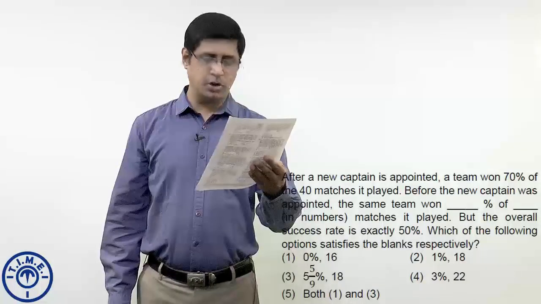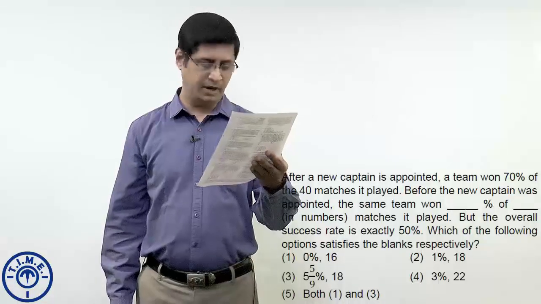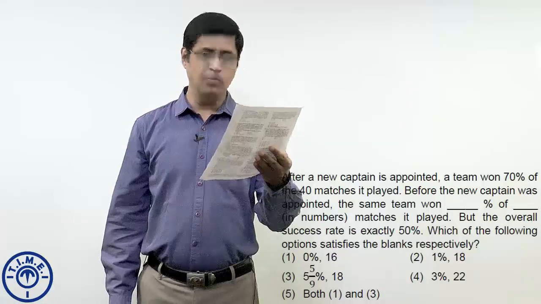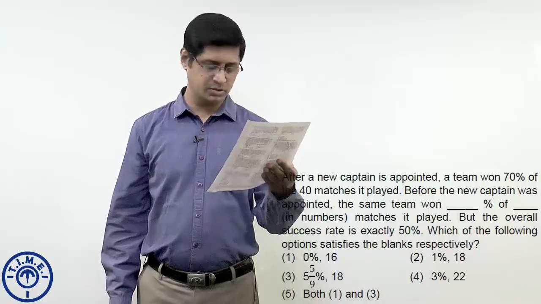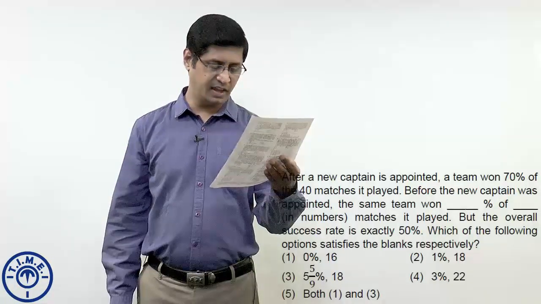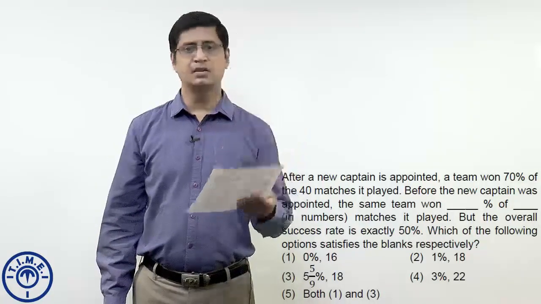After a new captain is appointed, a team won 70% of the 40 matches it played. Before the new captain was appointed, the same team won a certain percentage of a certain number of matches it played, but the overall success rate is exactly 50%. Which of the following options satisfy the blanks respectively? Yes friends, again this question we need to answer by using options.